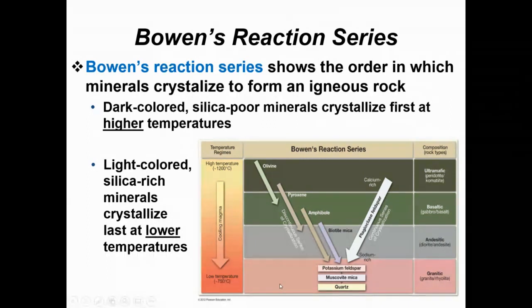And finally, we get down to about 750 degrees Celsius, which is basically the coolest that a magma chamber can get before all of the minerals are going to fully solidify. And those are the lightest colored minerals, so like quartz, that colorless quartz, that tannish colored potassium feldspar, muscovite mica we haven't really looked at, but that's a light colored mineral as well.